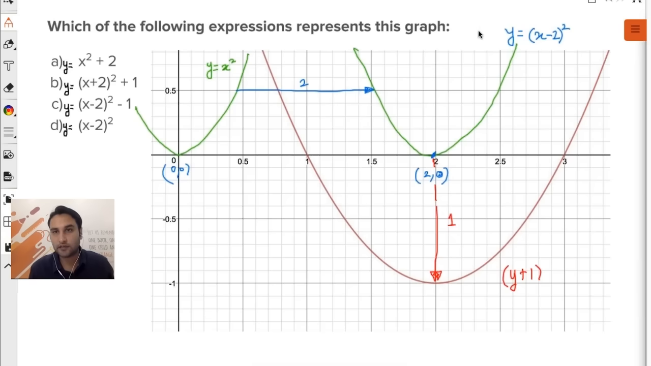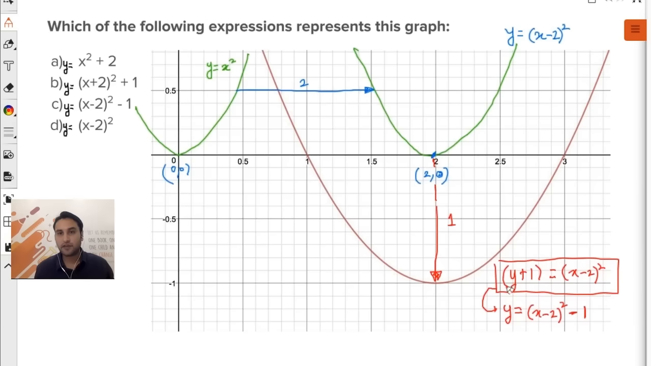Guys, I think there was an audio fluctuation. I will again repeat. What needs to happen? You need to replace y by y plus 1. Because of y plus 1, the shift is down. Or you can also write this as subtract 1 from the function. It's the same thing. So which was your answer? y is equal to (x minus 2) whole square minus 1.